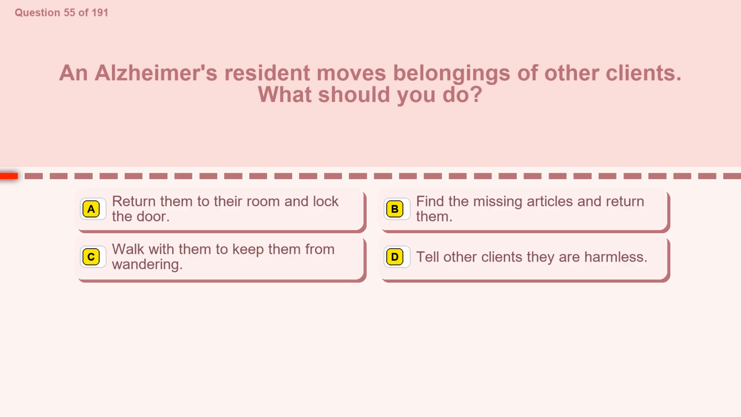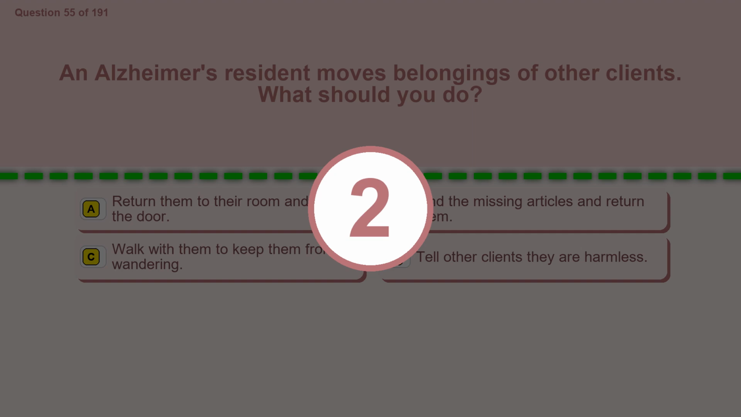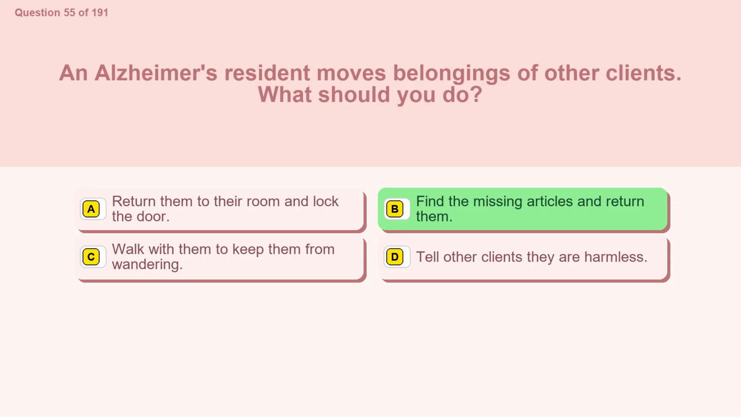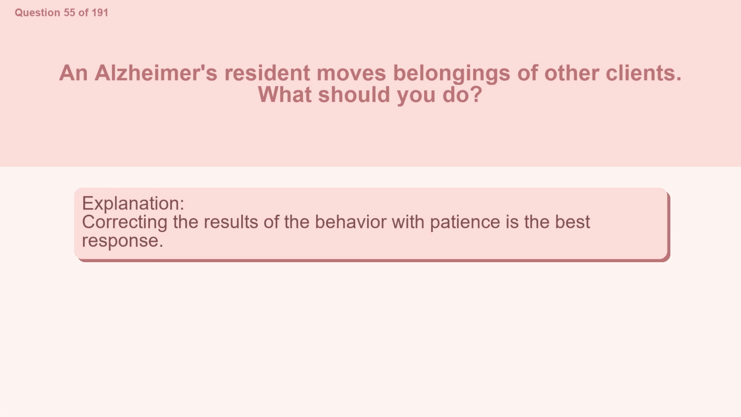Question 55. An Alzheimer's resident moves belongings of other clients. What should you do? Option A. Return them to their room and lock the door. Option B. Find the missing articles and return them. Option C. Walk with them to keep them from wandering. Option D. Tell other clients they are harmless. The correct answer is option B. Find the missing articles and return them. Correcting the results of the behavior with patience is the best response.